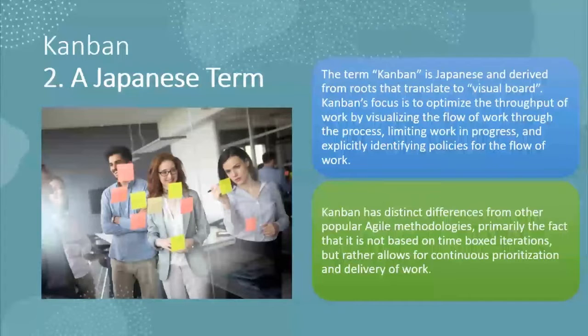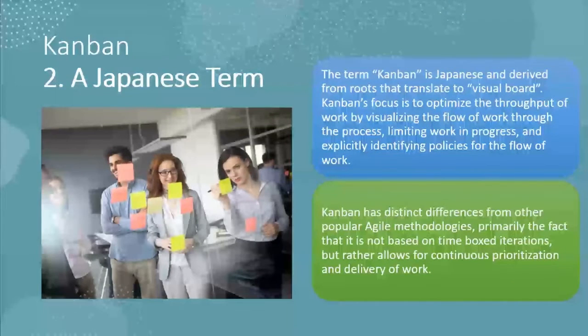It's derived from roots that translate to visual board. Kanban's focus is to optimize the throughput of work by visualizing the flow of work through the process, limiting work in progress, and explicitly identifying policies for the flow of work. Kanban has distinct differences from other popular Agile methodologies, primarily the fact that it's not based on time-boxed iterations like Scrum, but rather allows for continuous prioritization and delivery of work.